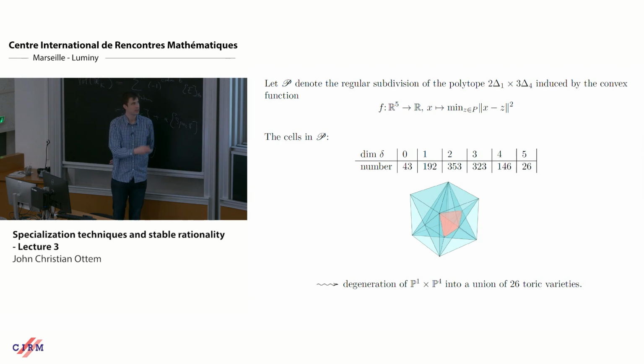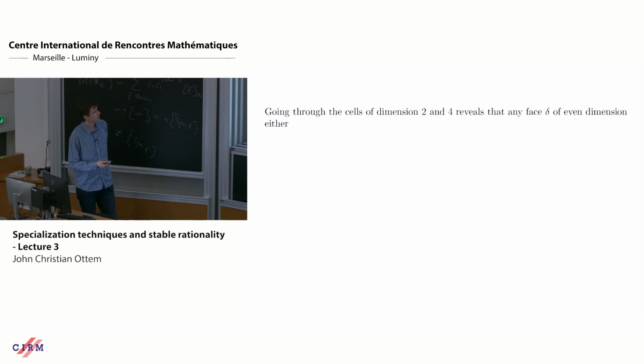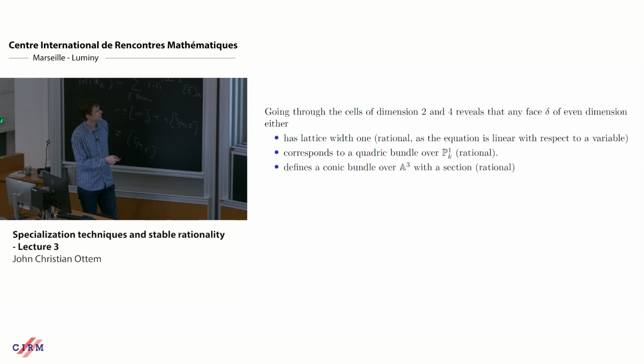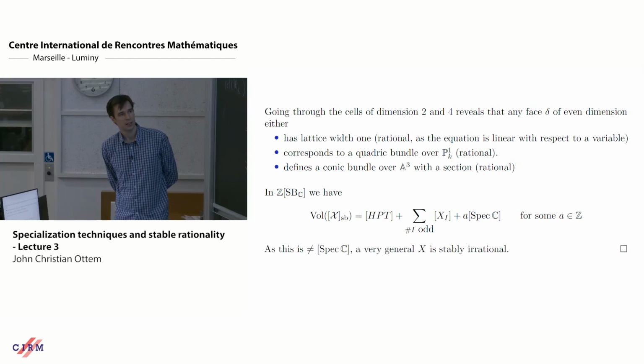I certainly didn't go through all of these polytopes, but it's something a computer can do very quickly. You just check whether a polytope has lattice width 1. It's a for loop, and then you algorithmically prove that these hypersurfaces are irrational. Oh yeah, okay, so in any case, we get one piece which is irrational, and the rest is rational.